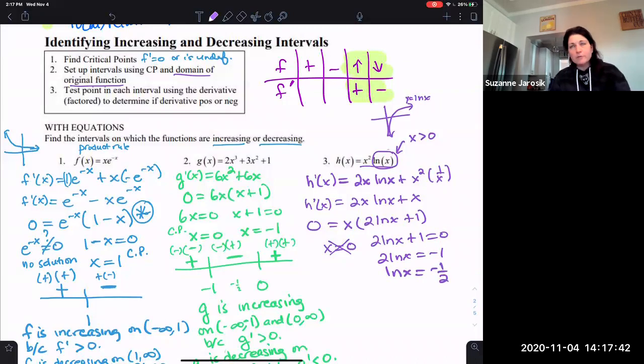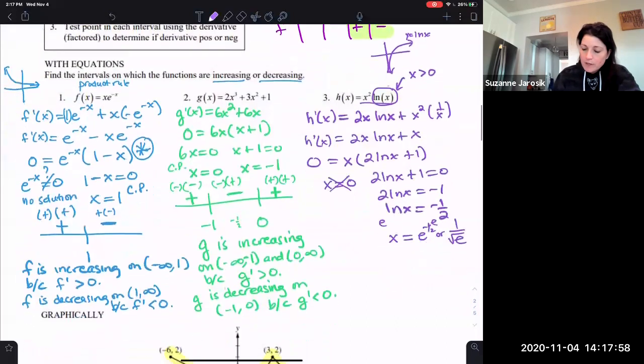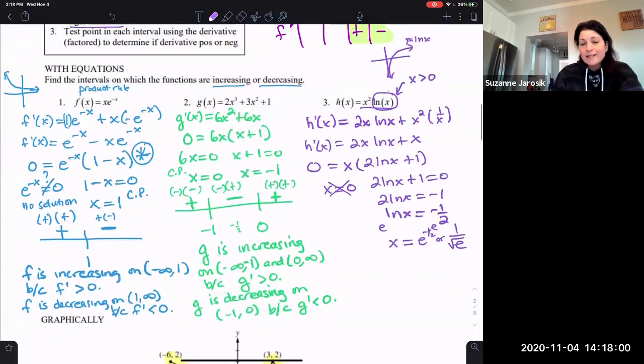All right, what does that mean? Well, let's exponentiate both sides. e to the ln x equals e to the negative 1/2, which results in x equals e to the negative 1/2, or 1 over square root of e. All right, so this one's going to require a tiny bit more analysis. It's still a non-calculator situation.